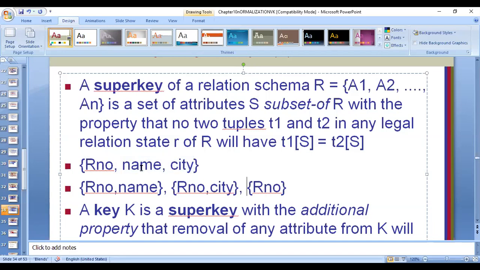So among all these, there are four super keys we have seen. All these are super keys because they involve roll number, which uniquely identifies each tuple. As long as roll number is there, all these will uniquely identify each tuple. The moment you remove roll number from the first super key formed by the three attributes, what will remain is name and city. Then the group name and city will not remain a super key. That means name and city cannot uniquely identify each tuple.